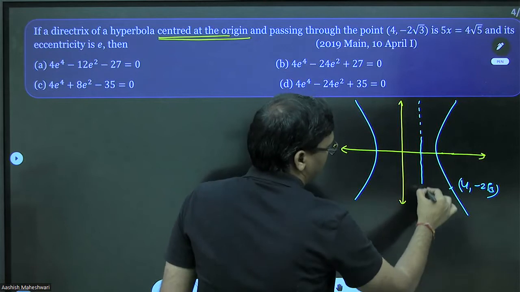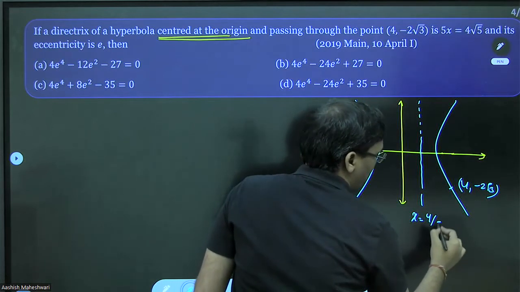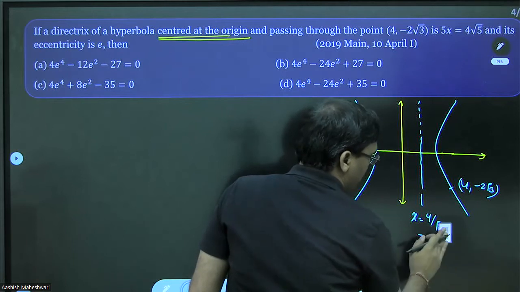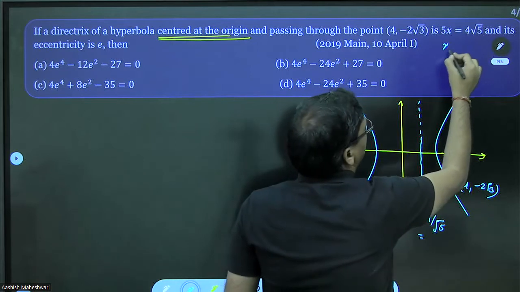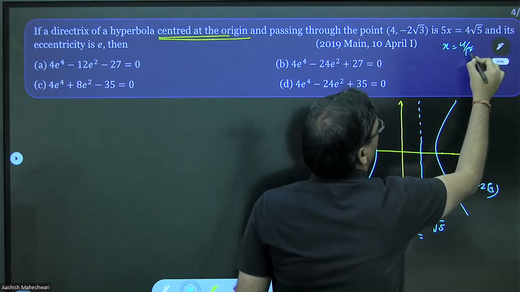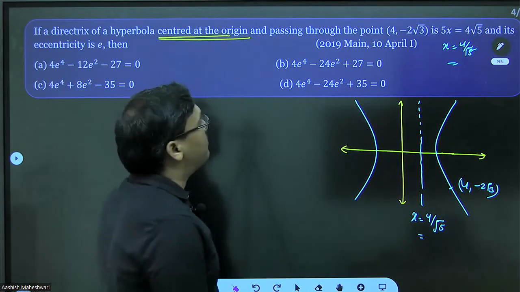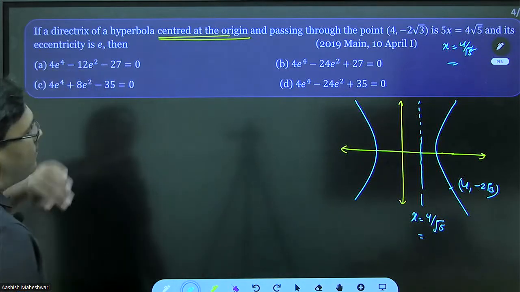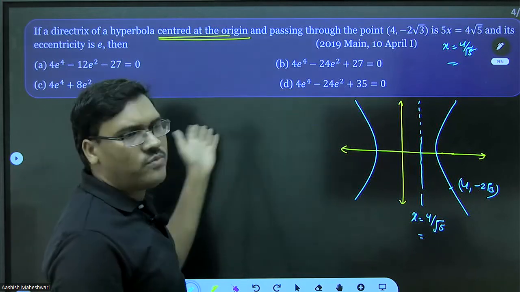The directrix is x is equal to 4 by root 5. I have just divided this. So x is equal to 4 by root 5 is the directrix of this hyperbola. Now you have to find the eccentricity. The eccentricity satisfies which of the following equations?